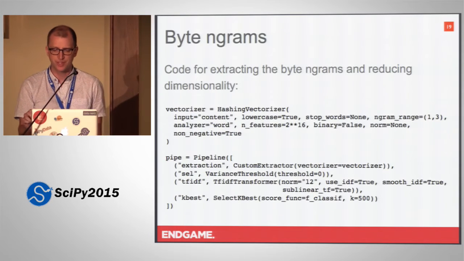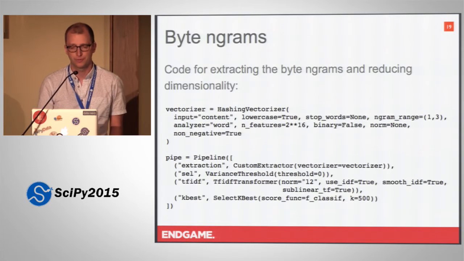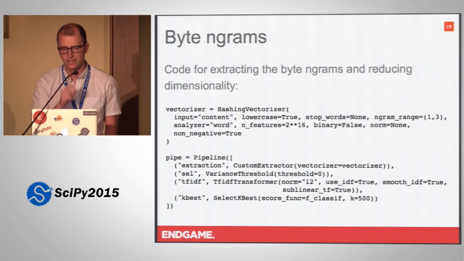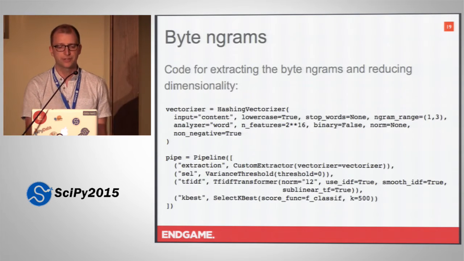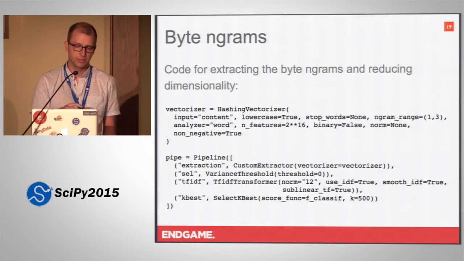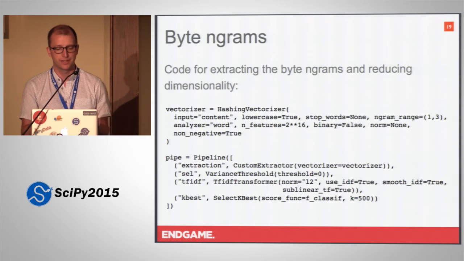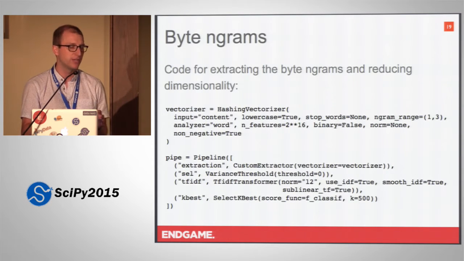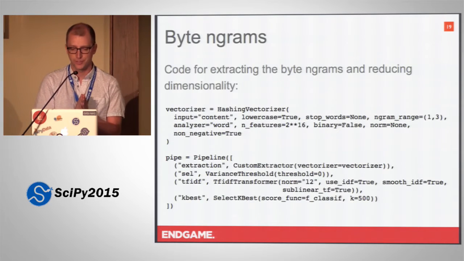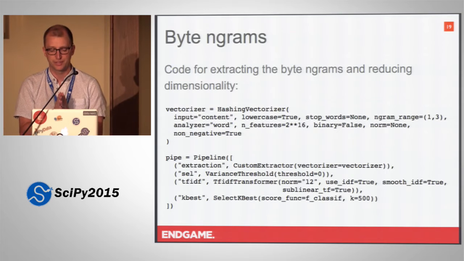There's a bunch of parameters here. As you can see, I only used n-grams from 1 to 3, and that was through a grid search of the parameters and then cross-validation to find out what worked the best. So not only is this code showing the vectorizer that I used, but there's that pipeline there that shows extracting into my feature space, then removing features that didn't appear in any of the samples, applying a term frequency and inverse document frequency transformer, and then selecting the 500 best features.